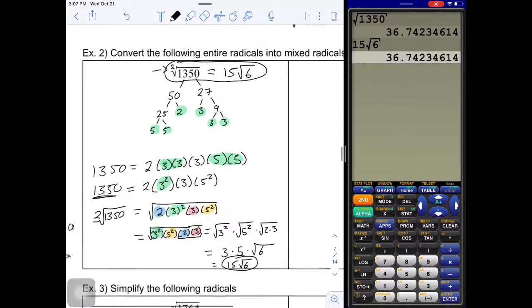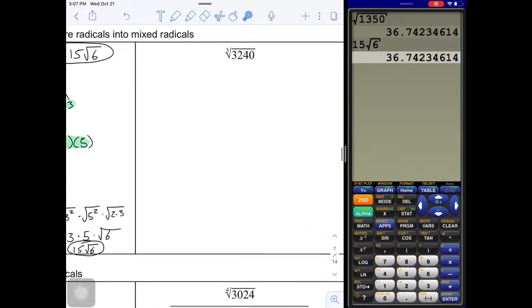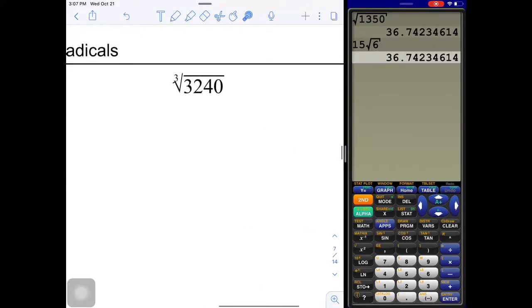Again, that index tells you what you should be trying to group things in. Here I was able to group two 3s together, and two 5s together. It's a little different when you're cubing. Here, you would essentially group into 3s.